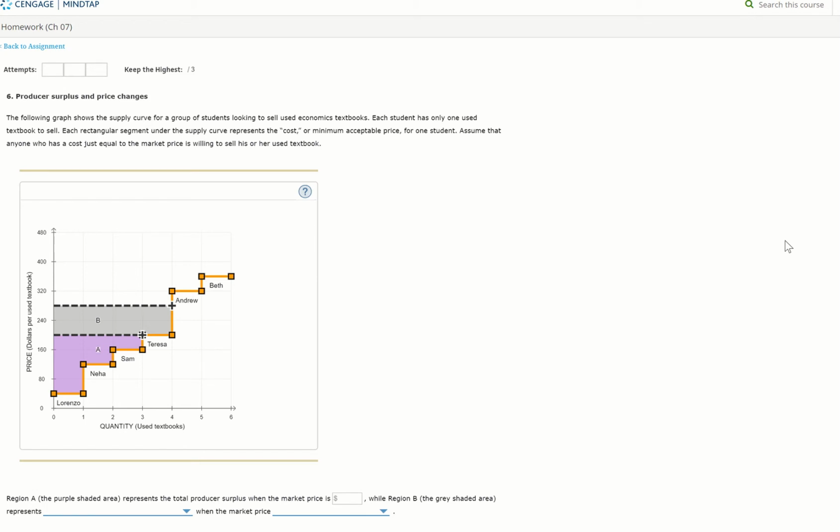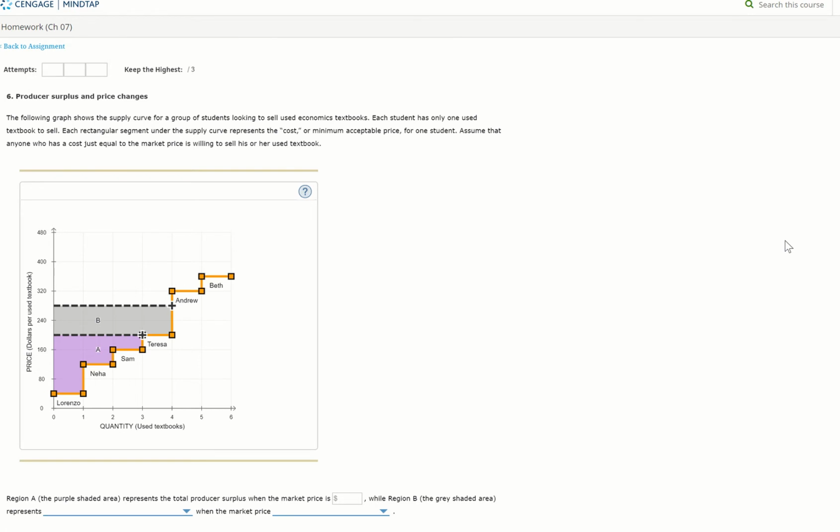Alright, so the question says the following graph shows a supply curve for a group of students looking to sell used economic textbooks. Each student has only one used textbook to sell. Each rectangular segment under the supply curve represents the cost or minimum acceptable price for one student. Assume that anyone who has a cost equal to the market price is willing to sell his or her used textbook.